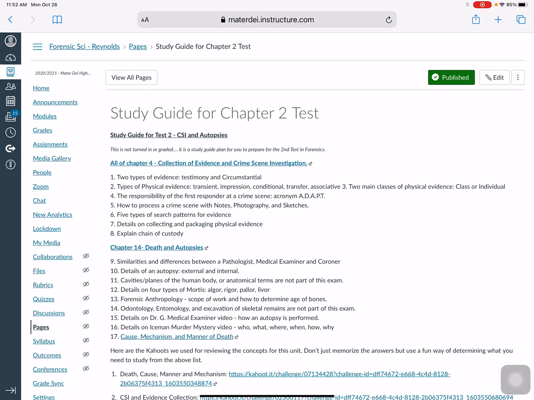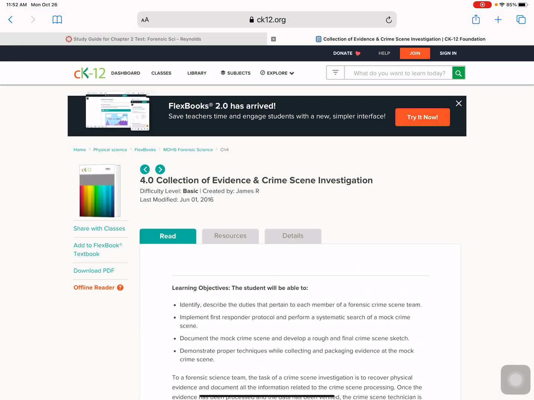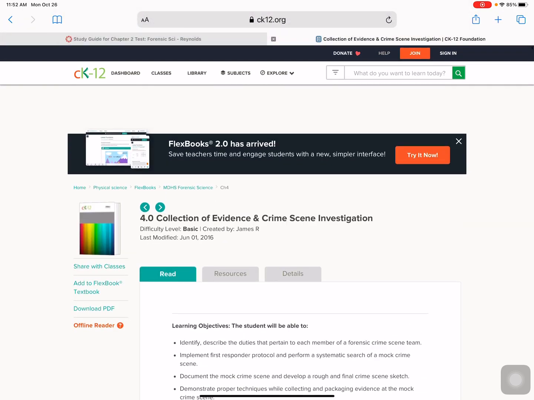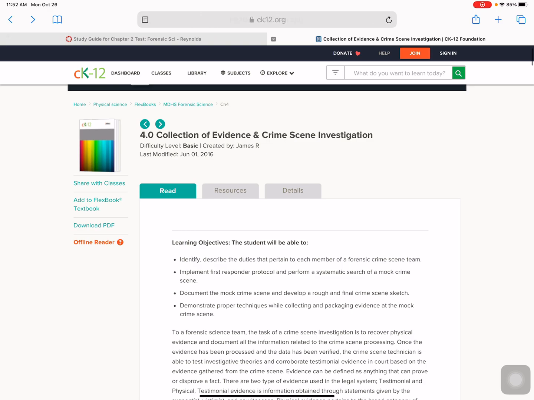Clicking into the chapters, they're underlined, these are also hyperlinked, it will take you to the chapter. And chapter 4 is about, I didn't mean 4, I meant 14.